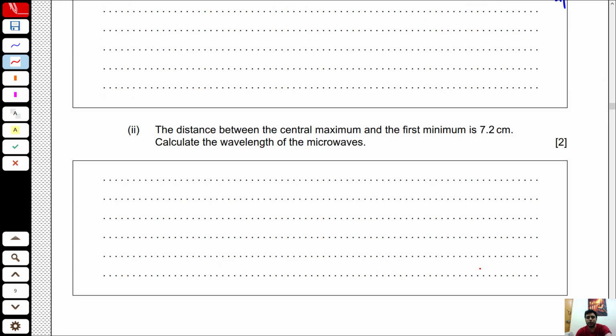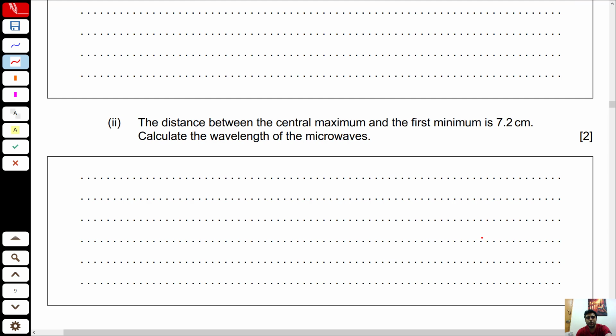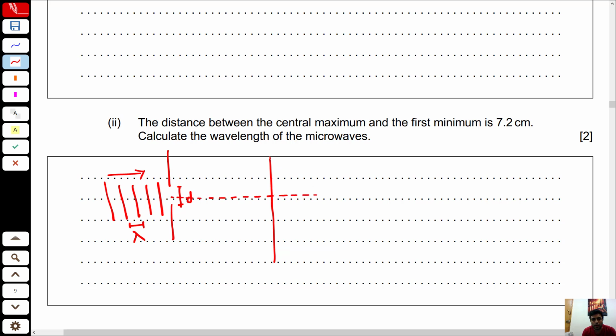The distance between the central maxima and the first minima is 7.2. Calculate the wavelength of the microwave. Let me explain the detail here. Imagine this is the slit, having a slit width of maybe small d, and there's a wavelength being incident. As a result some diffraction occurs there, and this is the screen, and imagine this is the baseline, and on this screen we have fringes. Fringes are formed on the screen, with bright spots occurring in alternating order to the dark spots.